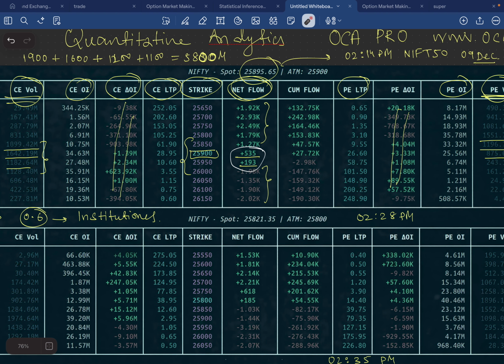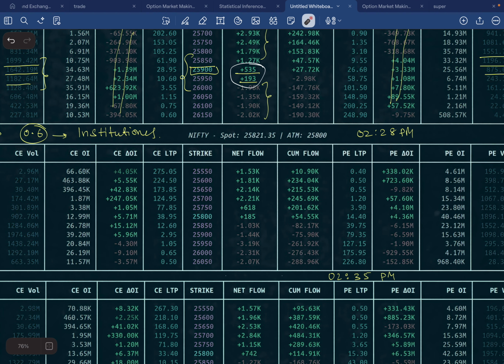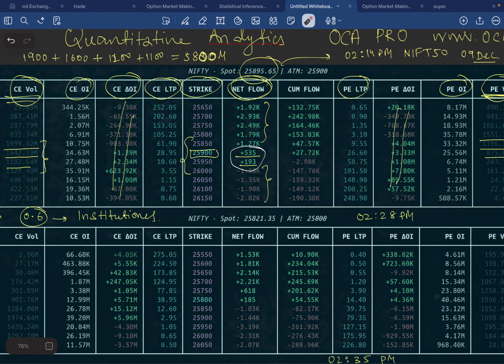And you can see that within the next 14 minutes, it is now 2:28 p.m., the market came from 25,895 to 25,821. So it is a great fall compared to the option, because on the expiry day we all know that the option price will be greatly inflated on the put side.